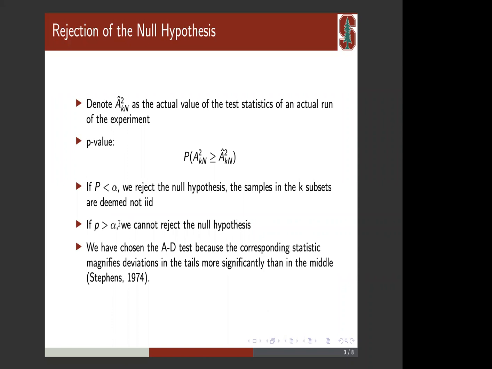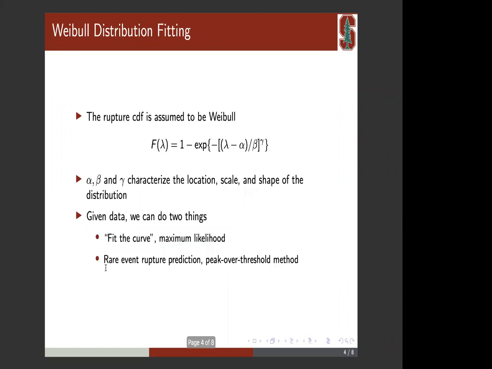Notice that there are multiple ways to test the null hypothesis, including the Kolmogorov-Smirnov test. Here we have chosen the Anderson-Darling test because the corresponding statistic magnifies the deviations in the tails more significantly than in the middle, and this feature is important in evaluating the real event rupture stretches.